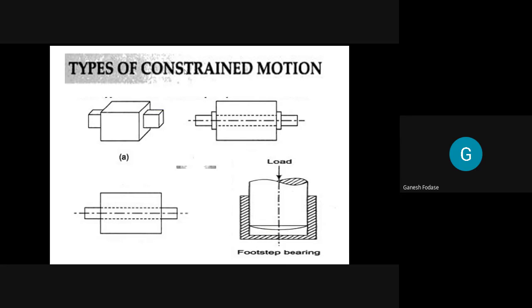We are discussing types of constrained motion. The first type is completely constrained motion. Here it takes place in only one direction. Hence, in the first two examples, we call them completely constrained motion examples.